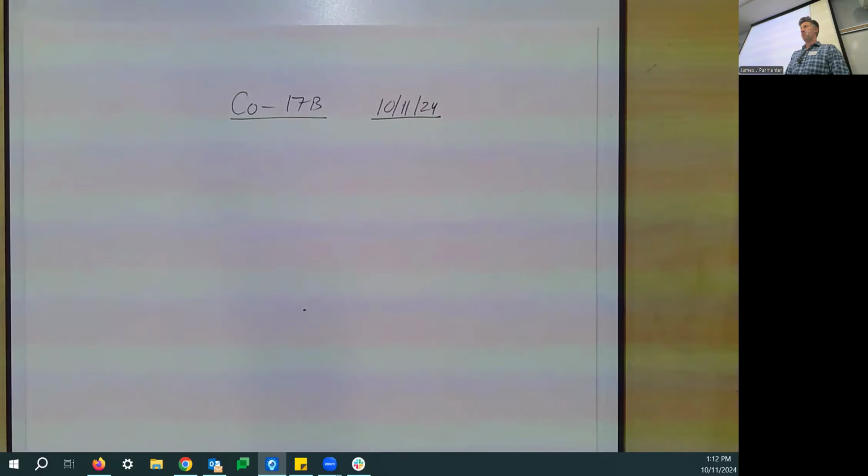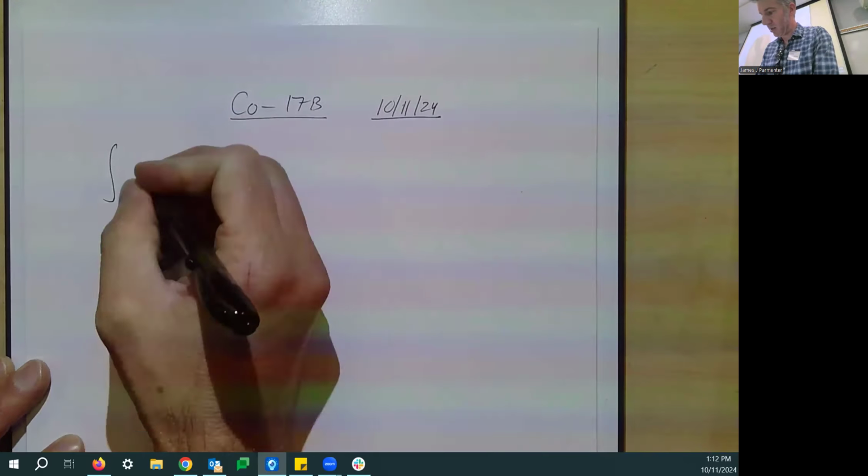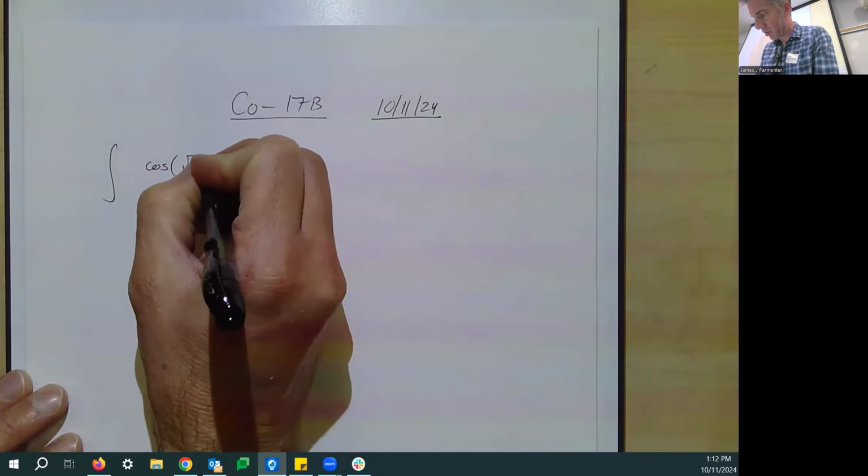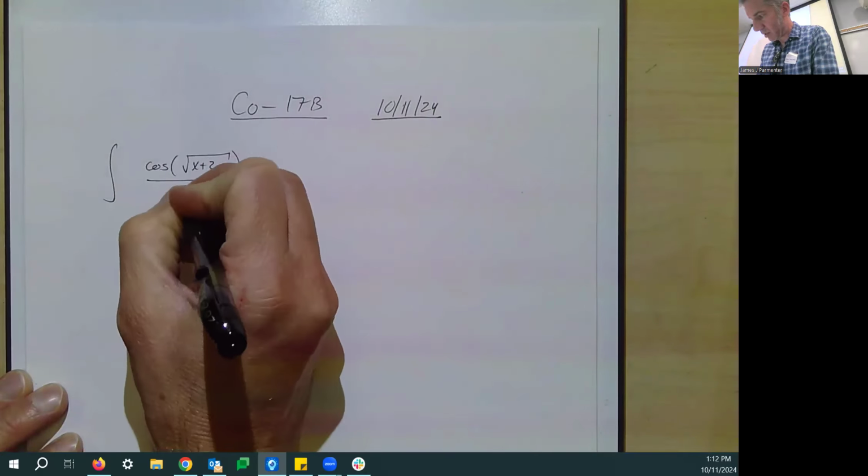I'm thinking more u substitution. Yeah, all right. Let's start off with something like this. The integral of cosine of the square root of x plus 2 over the square root of x plus 2.